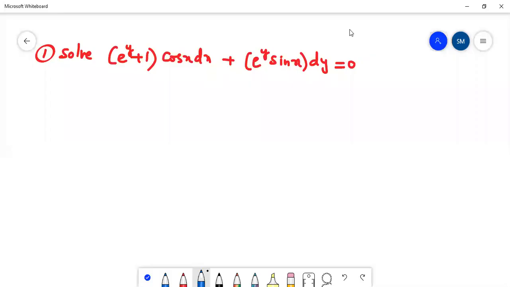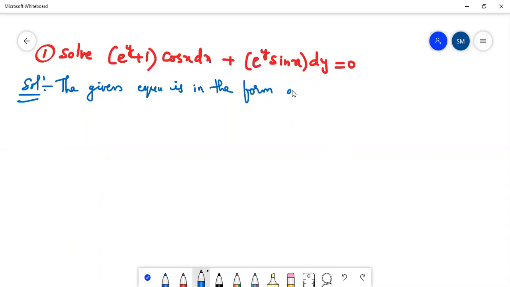Next. The given equation is a first order first degree differential equation, that is (e power y plus 1) into cos x dx plus e power y into sin x dy equal to 0. First, we take the given equation in the form of M of x comma y dx plus N of x comma y dy is equal to 0.